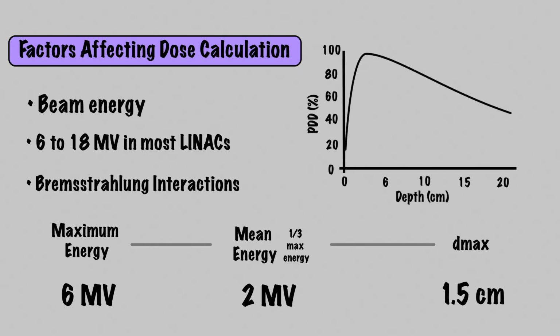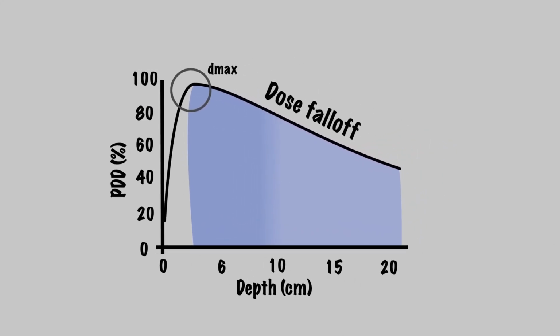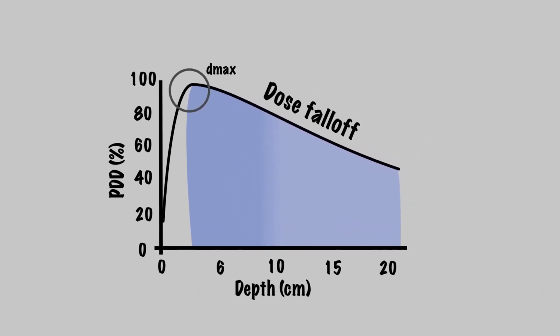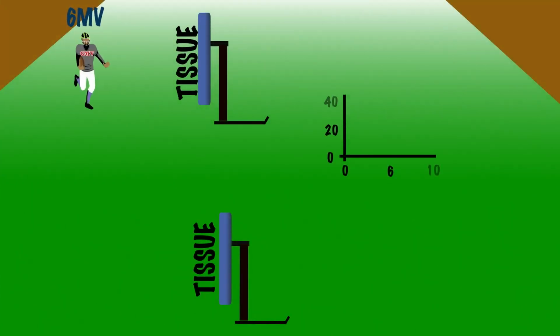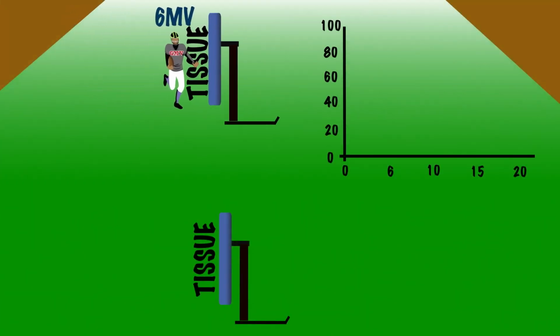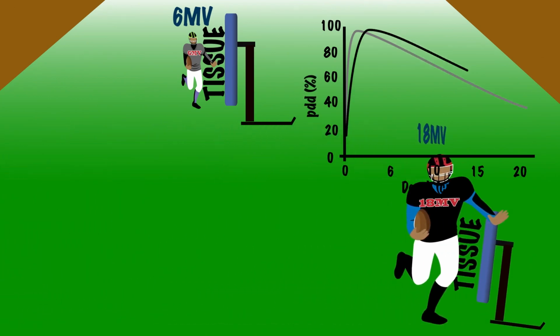As photons interact with tissue, they are attenuated and dose builds up, as we showed in these curves. Why does it happen? The photon-tissue interaction generates electrons within the tissue, which deposit the dose. Let's compare 6 and 18 megavoltage beams. Think of the photons like two football players, with the wimpier or lower energy photons getting stopped by what they encounter, whereas the stronger, higher energy photons are not.